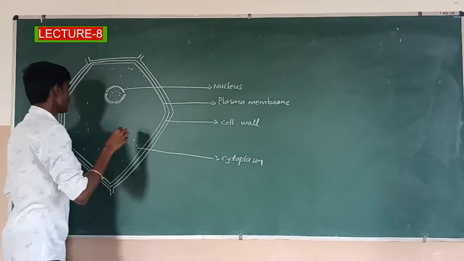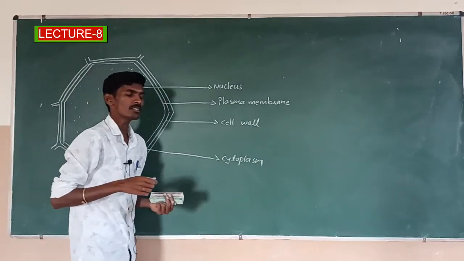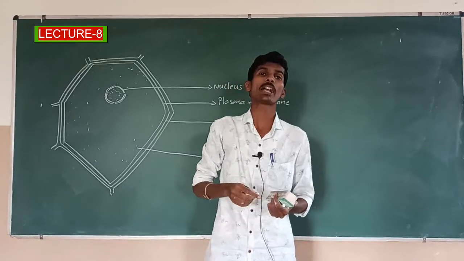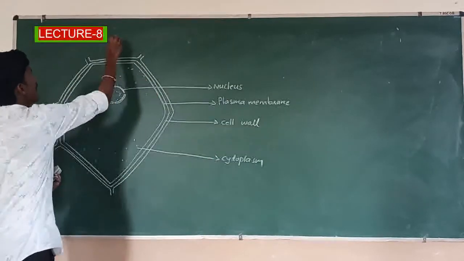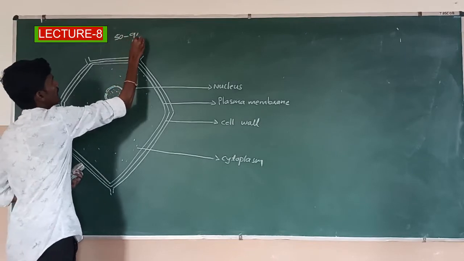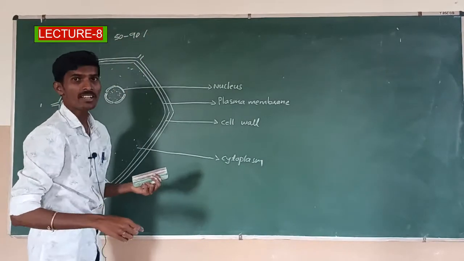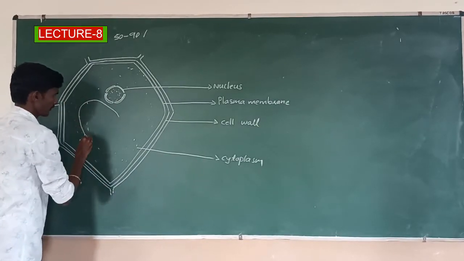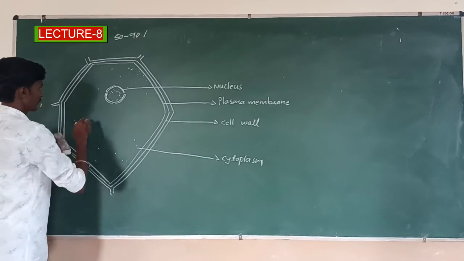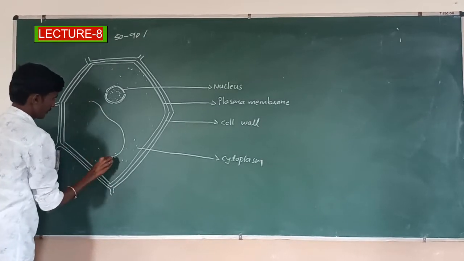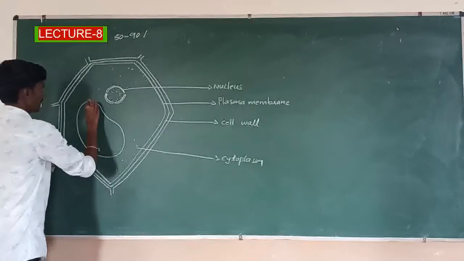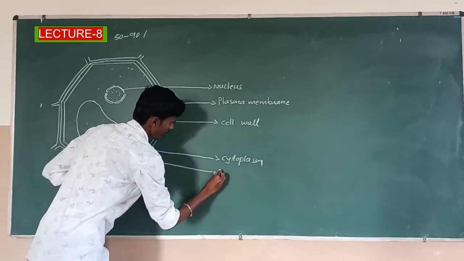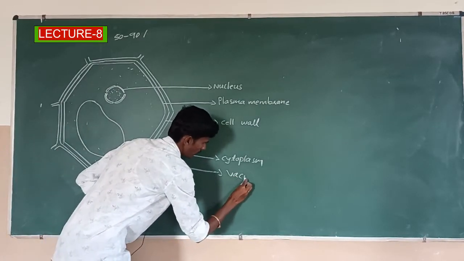This is one organelle. A special characteristic of the plant cell is a large vacuole. Fifty to 90% of the plant cell volume is occupied by the vacuole.